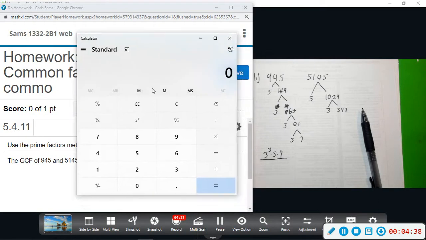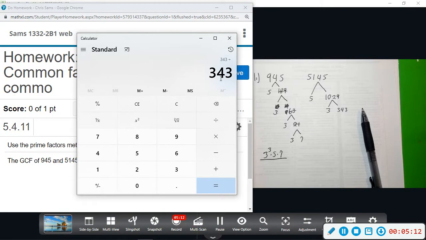Let's verify we've made no mistakes first. So let's say 5145. We're going to divide that by 5. Alright, so we get 1029. We divided that by 3. 343. I don't think that's prime. Not divisible by 2, 3, 4, 5, 6. Let's divide it by 7.